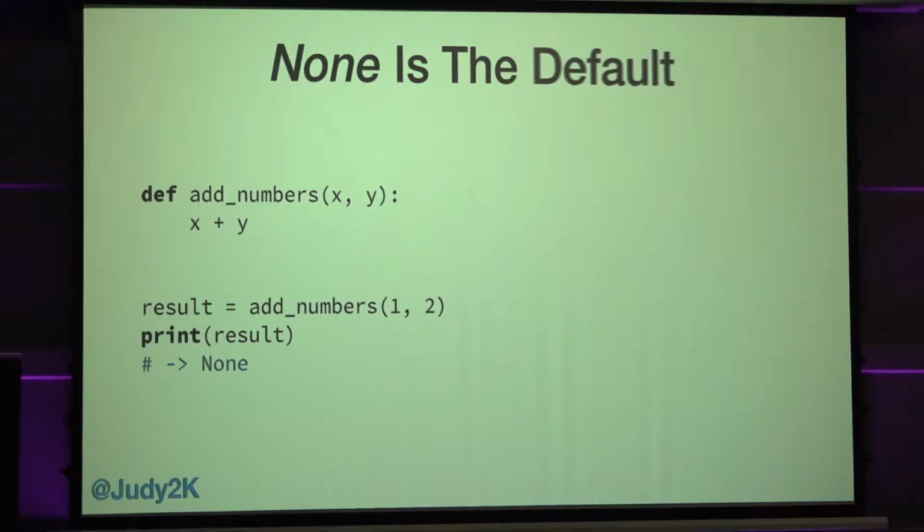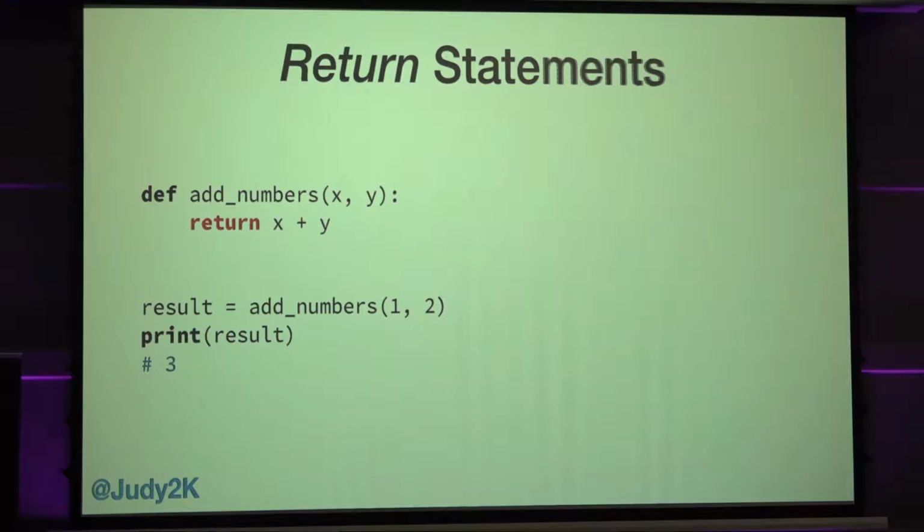Python functions return None by default. So if you don't have a return statement, your function will be returning None. I'm sure we've all forgotten to add that return statement to some sort of calculation function. I did it last Thursday.